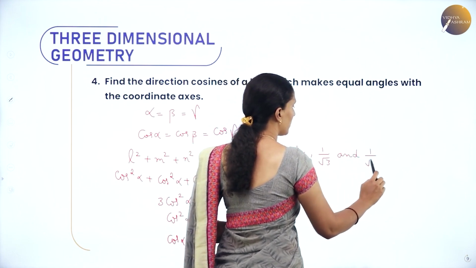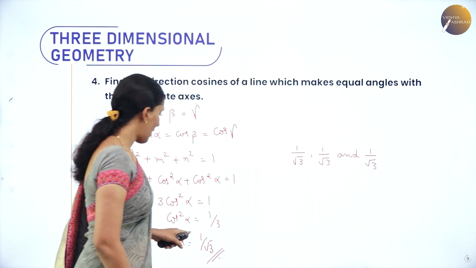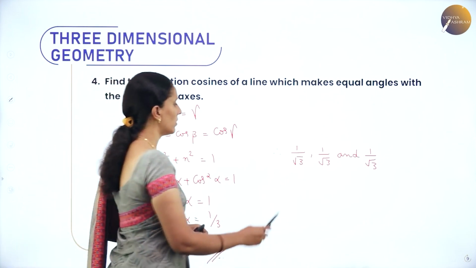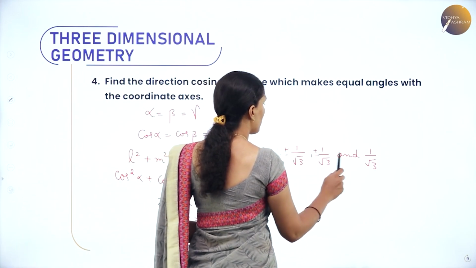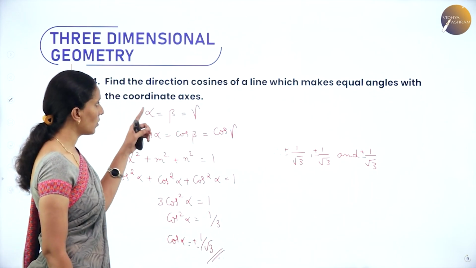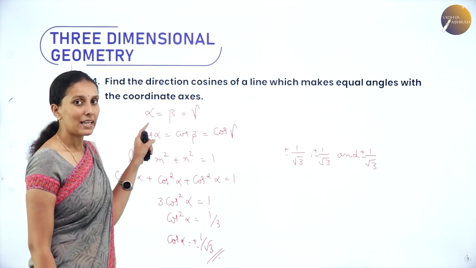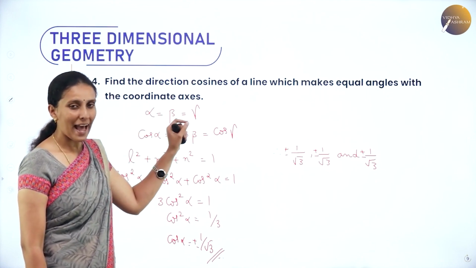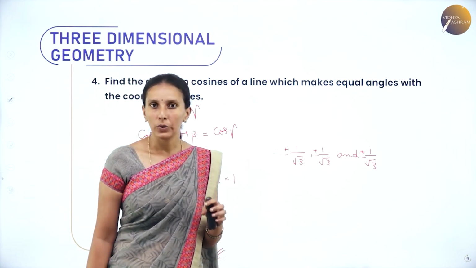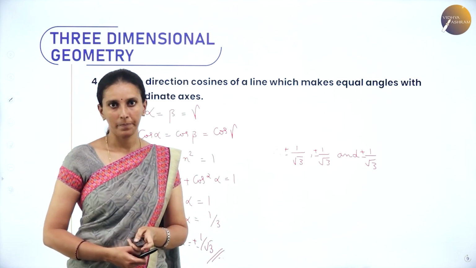1 by root 3. Since we have a square root here, we can include plus or minus both signs here. So we can write plus or minus for both. Thus the direction cosines of a line which makes equal angles with all the axes is plus or minus 1 by root 3, 1 by root 3, 1 by root 3.